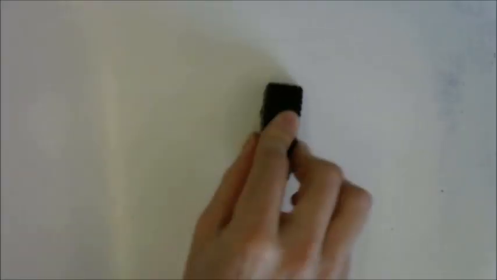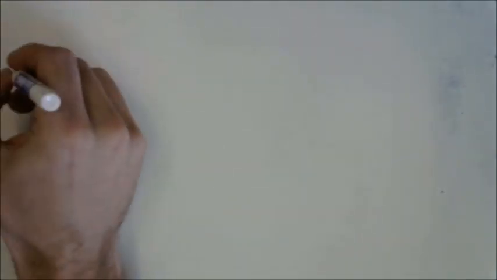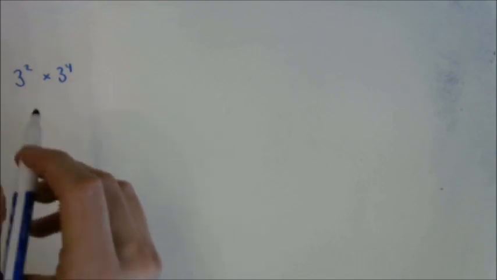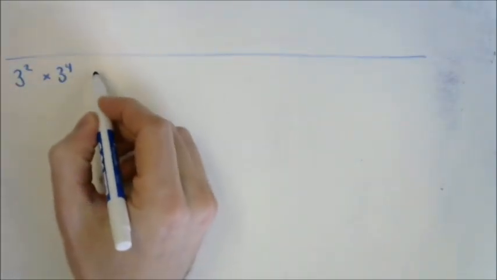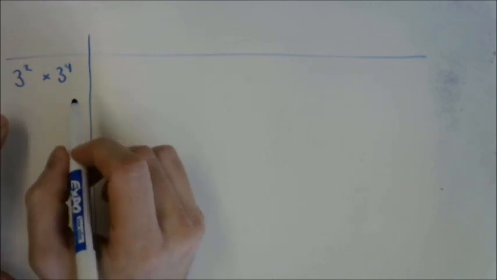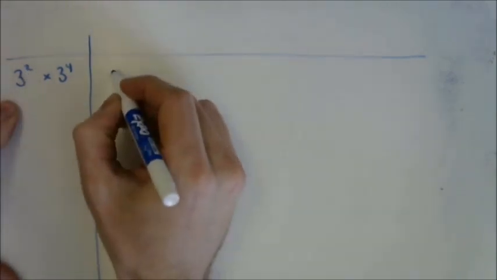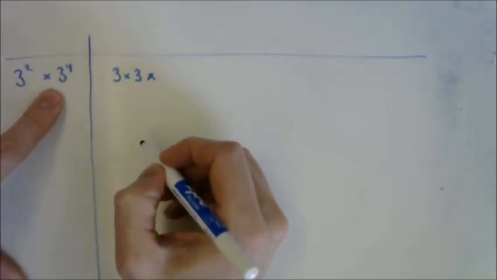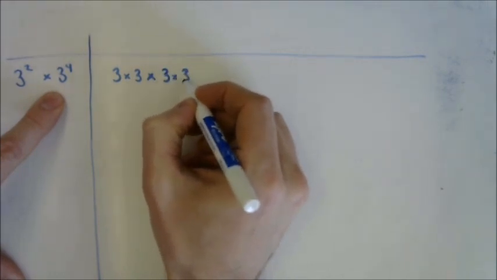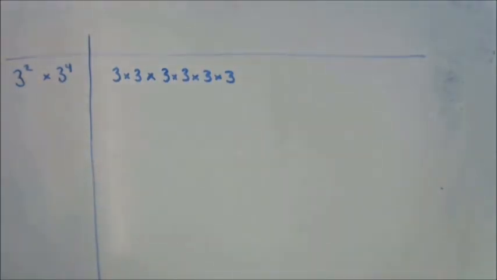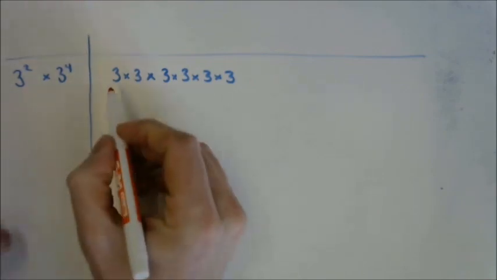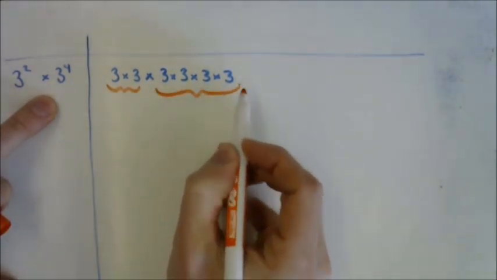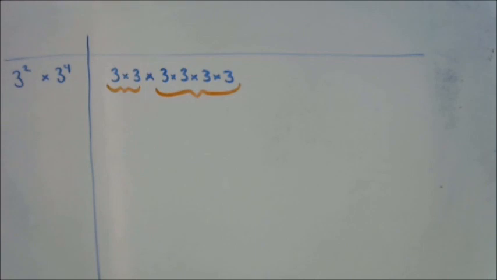In the very first one, I'll do that one with you. You have in your first box there 3 to the power of 2 times 3 to the power of 4. And we need to write it in expanded form. What that means is simply that, remember, 3 squared is 3 times 3. And then we're going to multiply it by 3 to the power of 4, which is just 3 times 3 times 3 times 3. If we want to double check that we're on the right track, we need to have 3 squared, which is 2 factors of 3, and 3 to the power of 4, which is 4 factors of 3. That is expanded form.